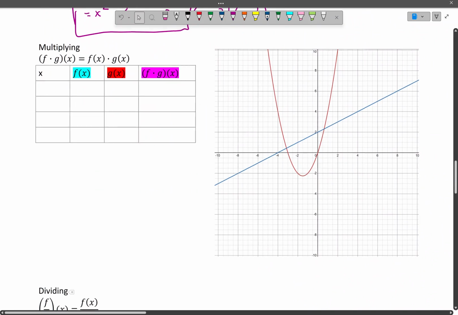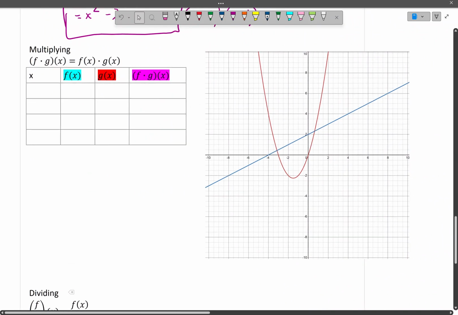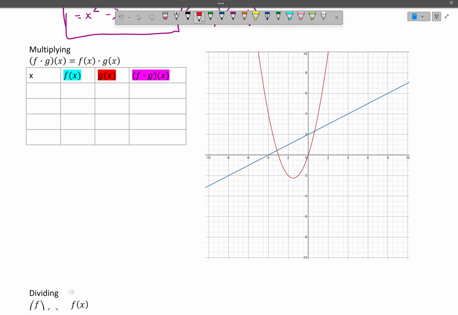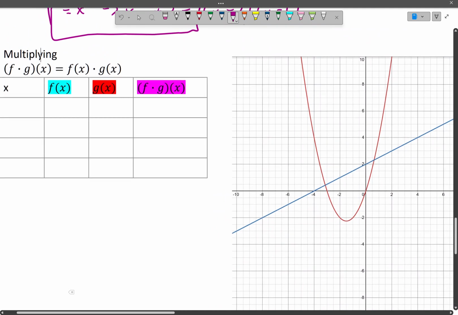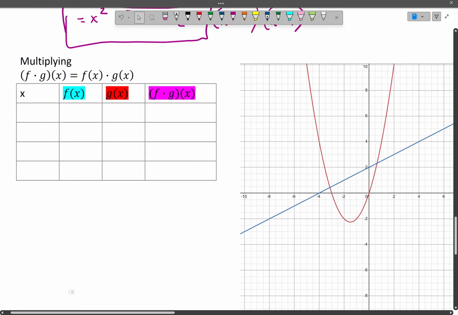All right, let's take a look at multiplying. So here we have some examples where we're going to multiply two functions. So it's f times g. We're going to pick some nice values if we can, and then multiply those. So here's a nice value.